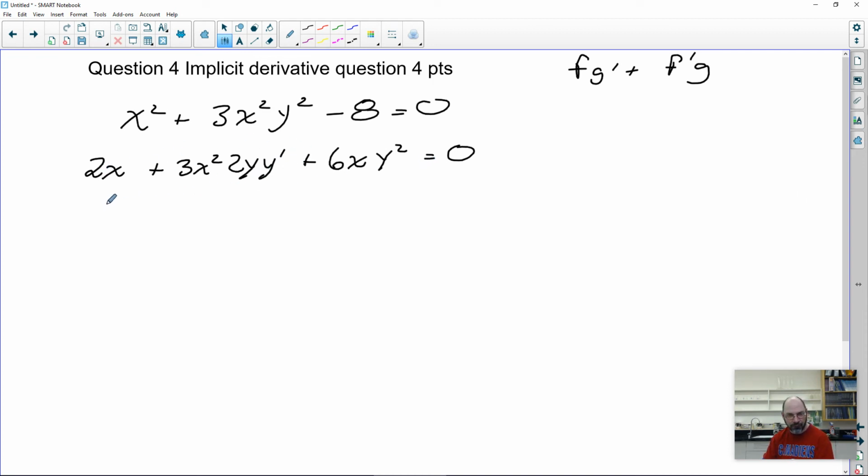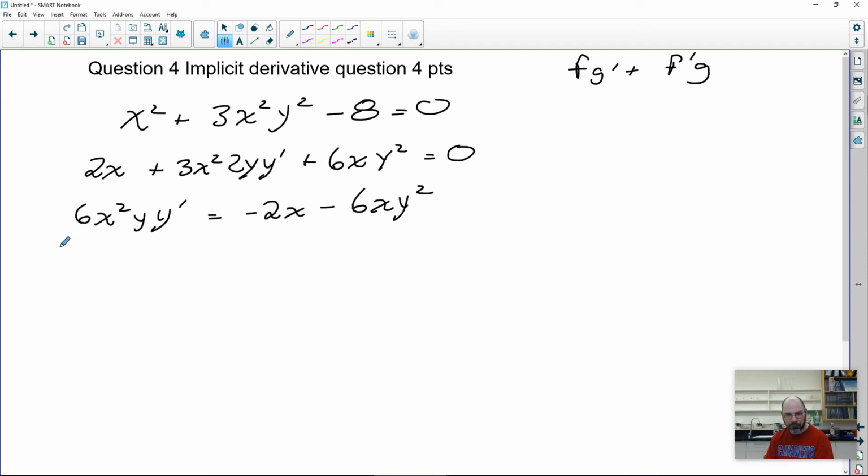So then we have, let's multiply those 3 and 2 together there. 3 times 2 is 6, so we get 6x squared y prime. Okay, we're going to subtract 2x, and we're going to subtract 6x y squared on the other side.